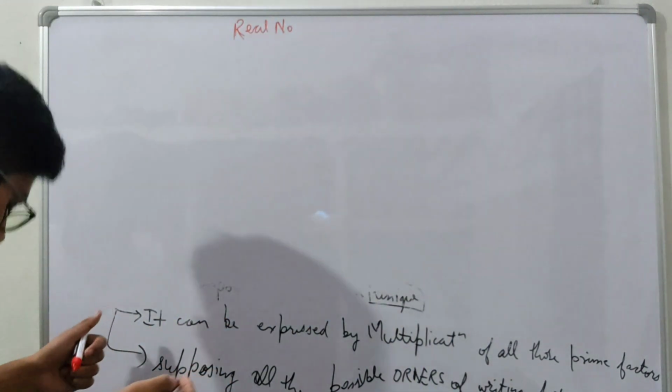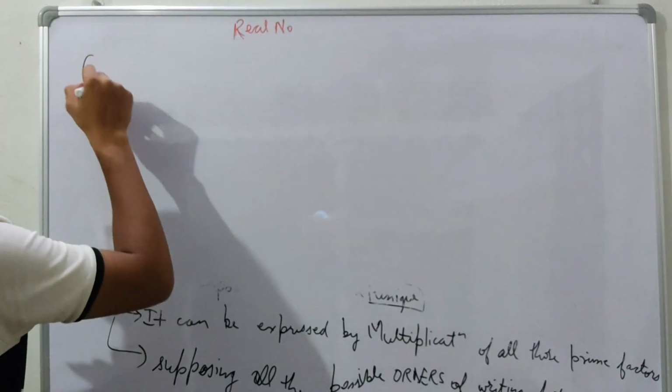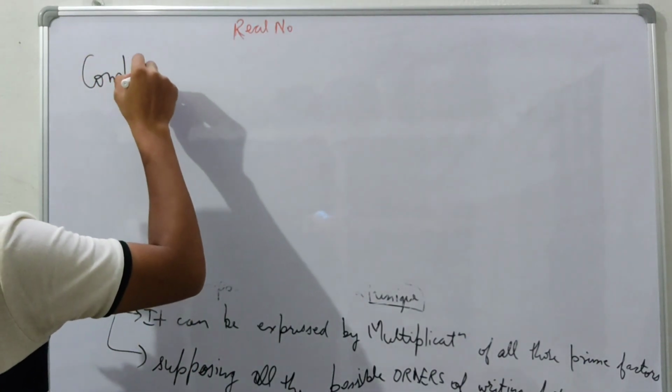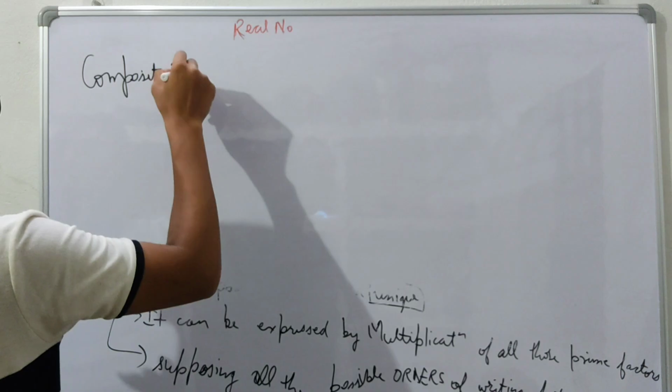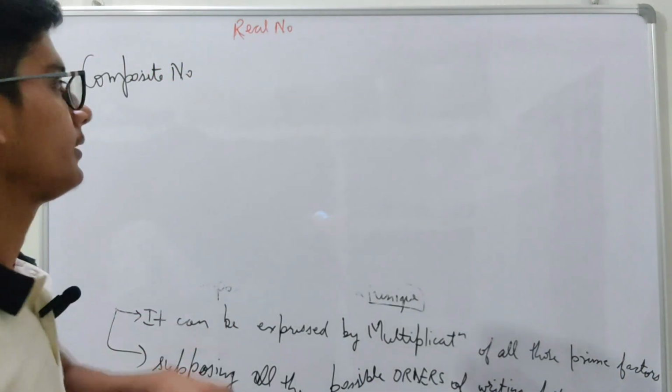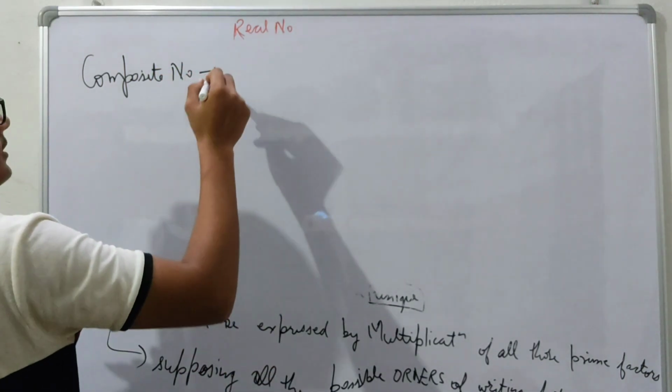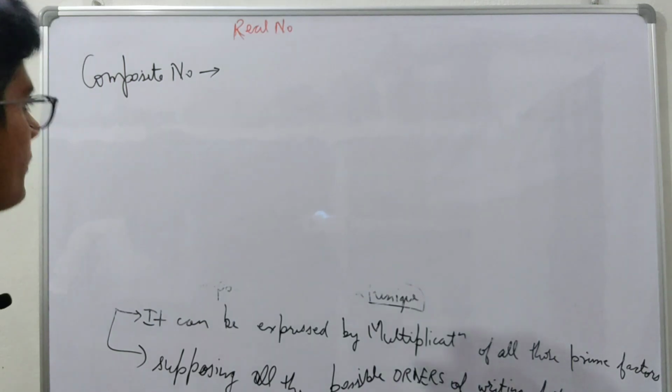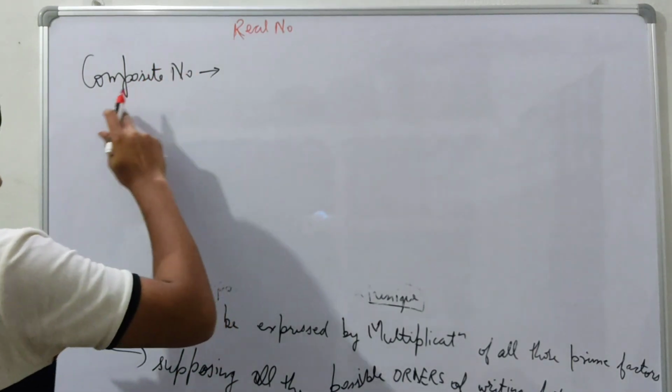I think you know what a composite number is. So what is a composite number? First of all, recall it in your mind. Now I am going to say what a composite number is.